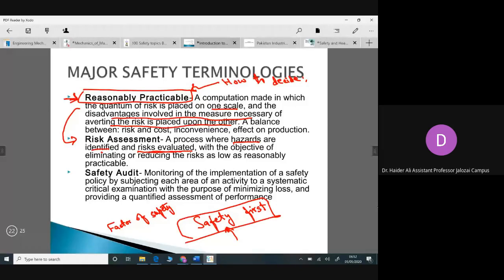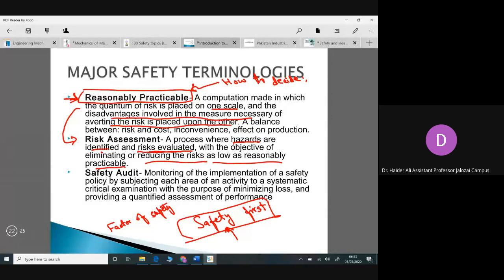So therefore, the objective is eliminating or reducing the risk as low as reasonably practicable. What do you mean by reasonably practicable? If somebody says that we have eliminated 100% of the risks, that's a dream, a chimera. That will never happen. There will always be a certain degree of risk associated with any occupation. So that level of risk which is reasonably practicable is the level beyond which the costs are so high, or it is almost impossible to mitigate the risk further. Then we say that, okay, the risks are now as low as reasonably practicable.